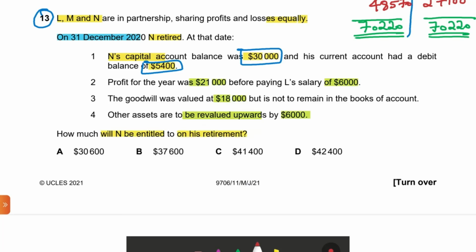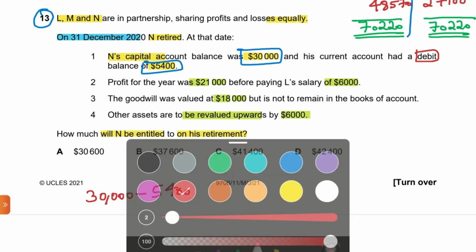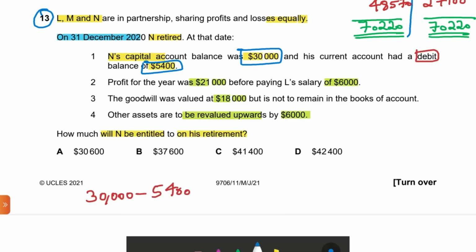30,000 is his capital account, and the debit balance of current account means he owes money to the business. So the debit balance we always deduct from the capital account. It goes to the debit side of capital account. So minus 5,400. Next, we have to find the profit for the year.